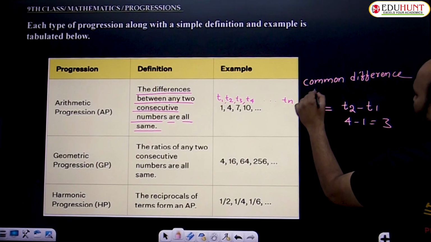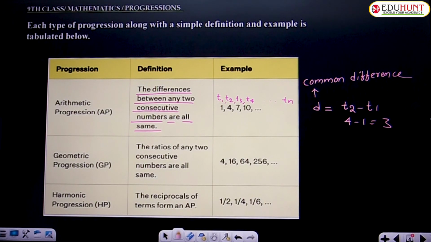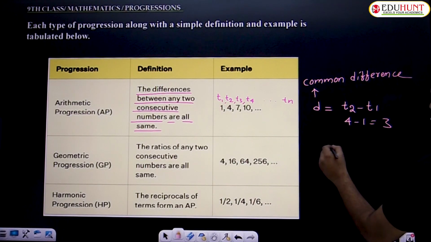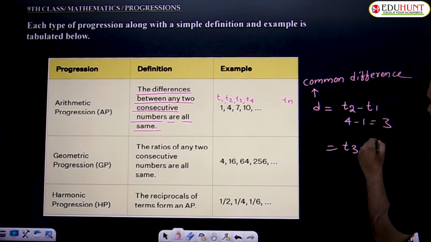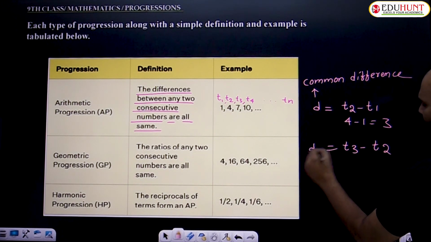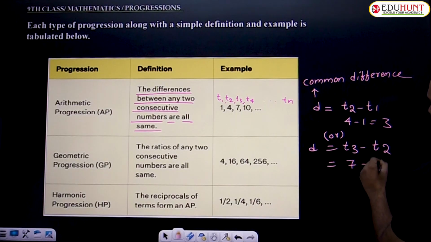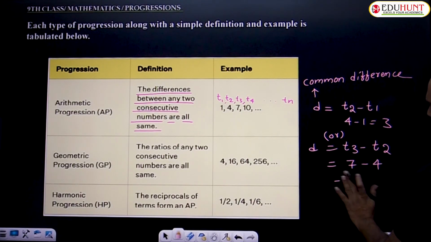Common difference. Am I clear? So D equals T2 minus T1. That is a formula. So 4 minus 1 is 3, or T3 minus T2 is also called the common difference. Am I clear? So what is the T3 term here? 7. 7 minus T2, which is 4, so it is also the common difference.